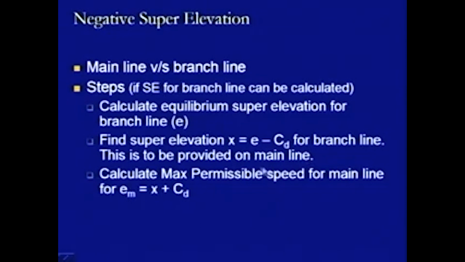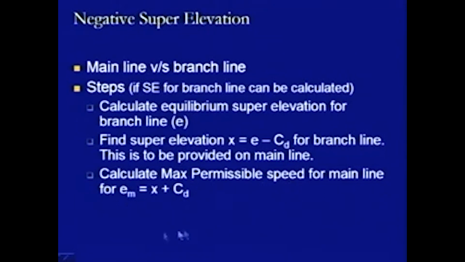Now, once this value is computed for the branch line, the same value is to be provided on the main line. When we go to the main line, it changes its sign. If this value is coming as a negative value, then when it comes to the main line, it will become a positive value, and this positive value of x will be added again to the value of CD which is permissible for the main line. Whatever is the summation of these two values is the super elevation to be provided on the main line.